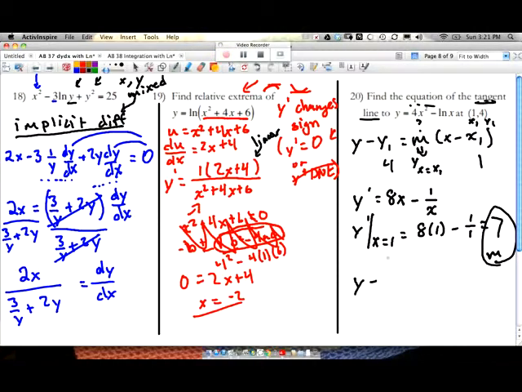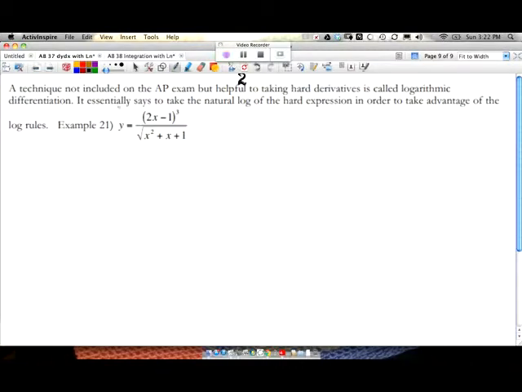So let's put the pieces together. Y minus the y value, which is 4, equals 7, my slope, times x minus the x value, which is 1. Tangent line. Too easy. Alright, this isn't a necessary skill for the AP exam. They're not going to check that you specifically know how to do this, but sometimes it's helpful in taking derivatives.